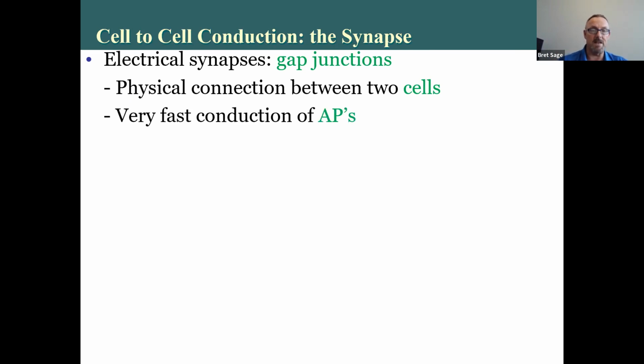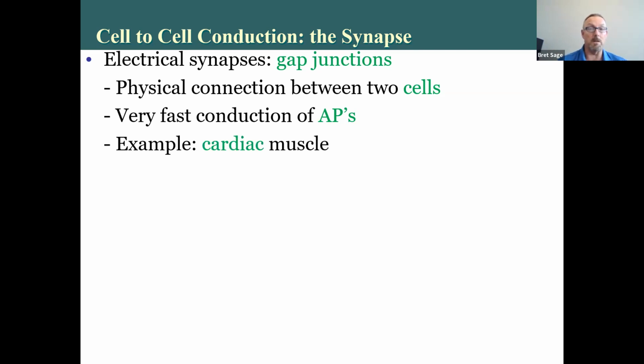The very fast conduction of action potentials, which you would think, isn't that great? The problem is there's no way to regulate. Once the signal comes through, it's automatically going to go to the next cell. There's no way to slow it down. In a chemical synapse, the body can put either speed up or slow down chemicals in there to either enhance or slow down the speed of the signal, and that's something the body really wants to do.